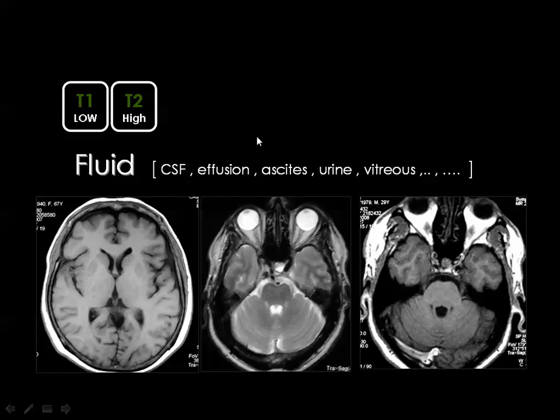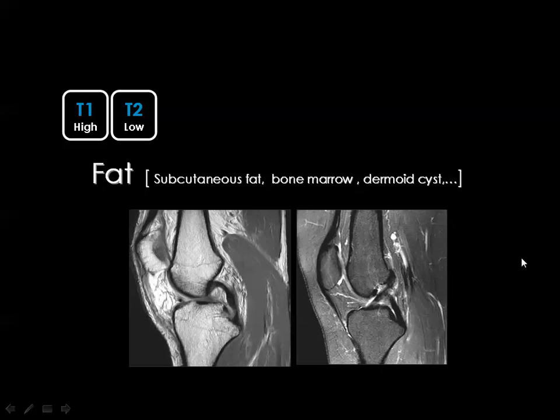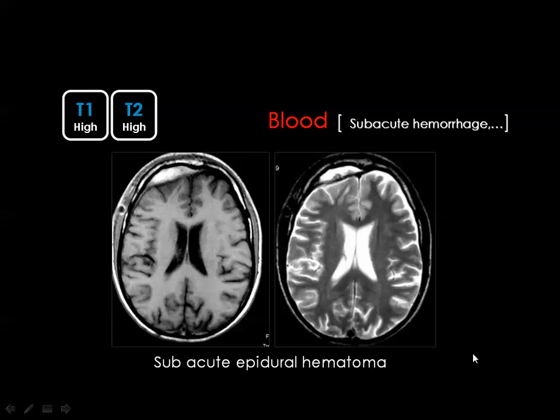The opposite of fluid is fat, and fat will show high signal in the T1 and low signal in the T2. Fat is present subcutaneously, is also present in the bone marrow, and is present in many lesions like lipoma, dermoid cyst, and so on. Then what is the structure that will appear bright in both images? And this is blood.